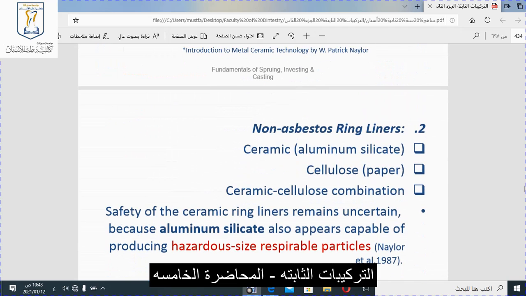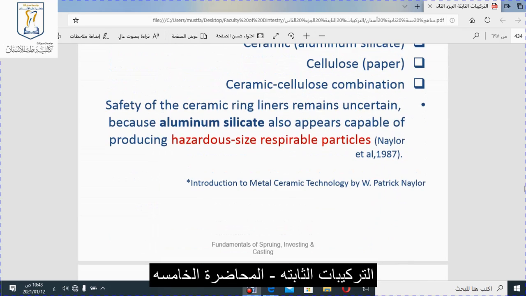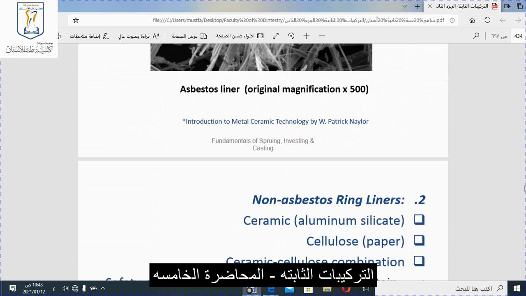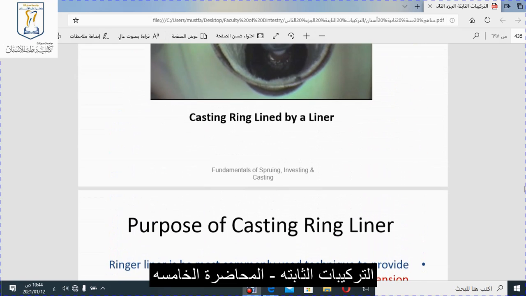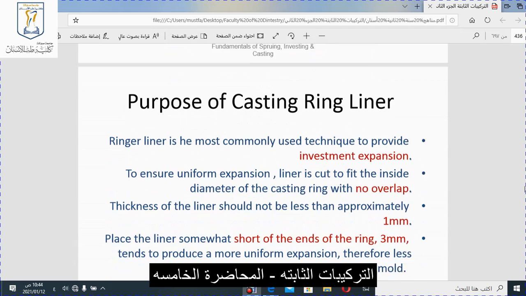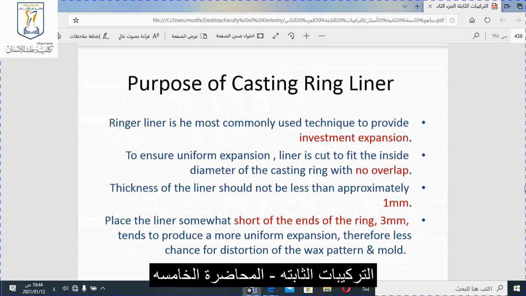This liner will give the freedom of expansion and will add to the hygroscopic expansion, which occurs when it is moistened with water. It is used only with ceramic, when there is a metallic ring. With a ringless cast, the liner is sometimes not needed.